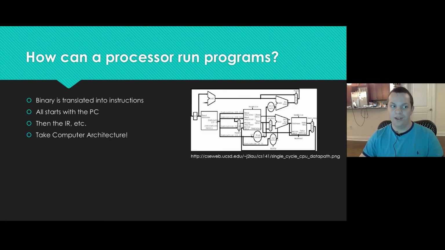So now, what happens when I actually write a program, and how is the processor able to run these programs? As we recall earlier, programs get translated into zeros and ones, and these zeros and ones represent instructions that mean something to the processor. This is all happening in things like the program counter, which keeps track of which instruction is going to be executed.